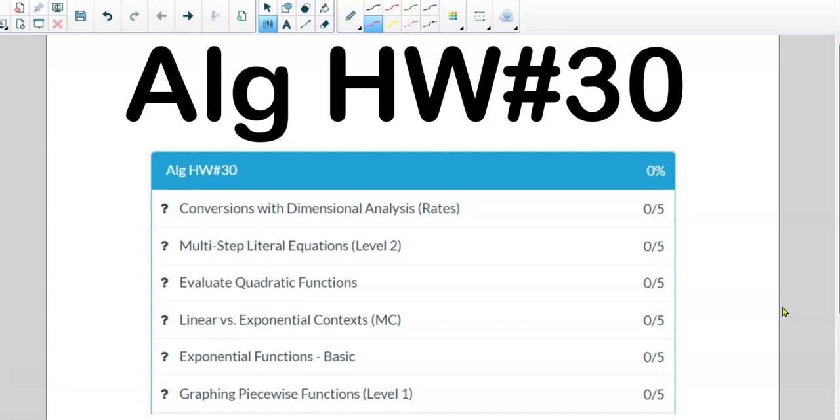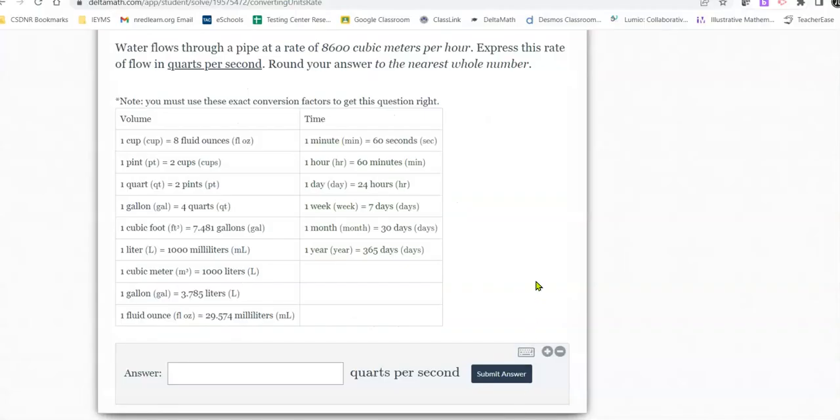Let's get started for the topics on homework number 30. The first topic is conversions with dimensional analysis, or changing from one rate to another.